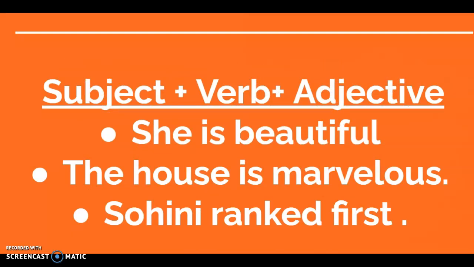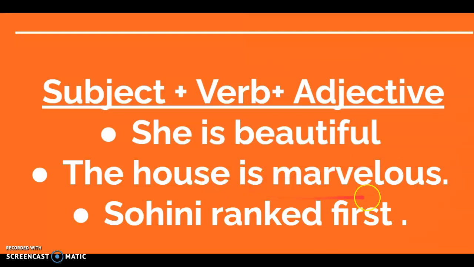Next, we'll understand subject plus verb plus adjective. Now, what is an adjective? Adjective qualifies the noun or a pronoun. Suppose, she is beautiful. First example, here she is the subject, is is the helping verb, and beautiful is qualifying the pronoun, that is she. So beautiful is an adjective here, adjective of quality.